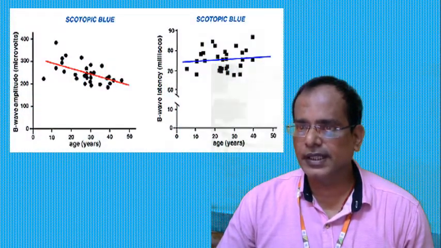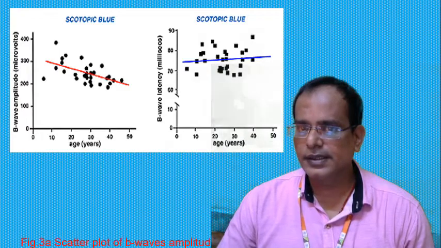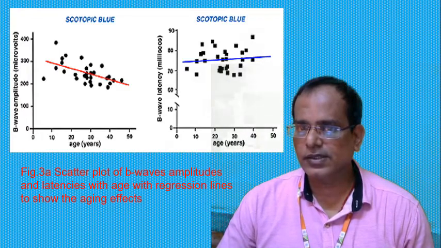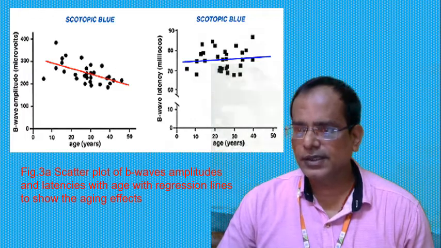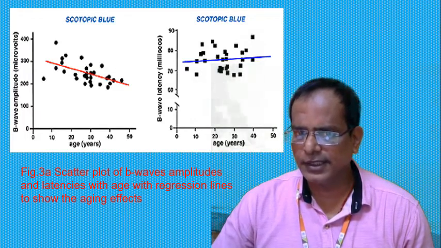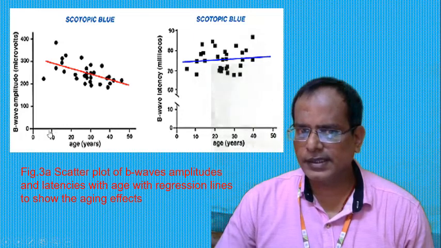Now we will see that after taking the reading we are getting the scotopic blue reading. In this case this is called a scatter plot of B wave amplitudes and latency with age, with regression lines to show the aging effect. So see the aging effect, the age which is given here, in this case age 10. So what will be that B wave scattering?